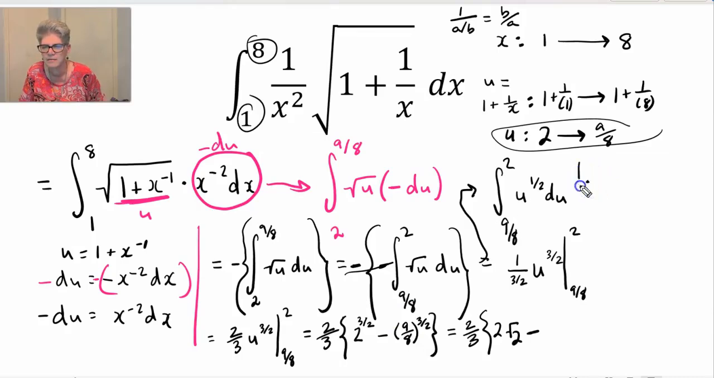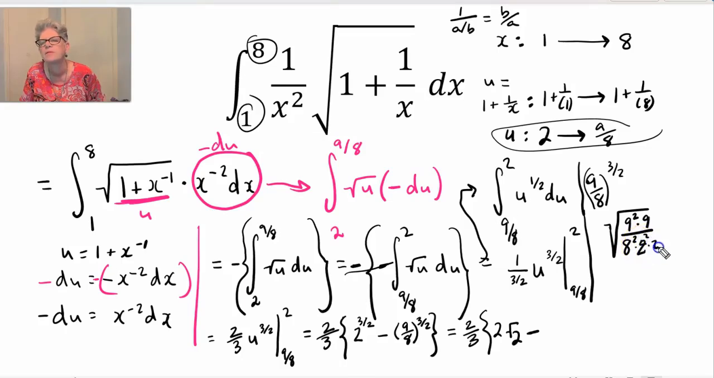So 9/8 to the 3/2 is going to be the square root of 9 cubed, which I'm going to write as 9 squared times 9, over 8 cubed, which I'm going to write as 8 squared times 8, which is 4 times 2. Yeah, I'm just trying to write it as a radical. So instead of 8 cubed, I'm going to write 8 squared times 4 times 2.